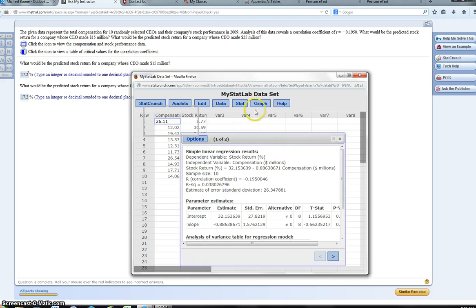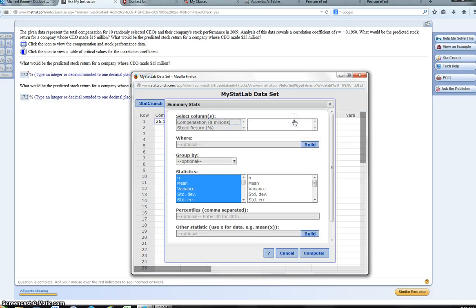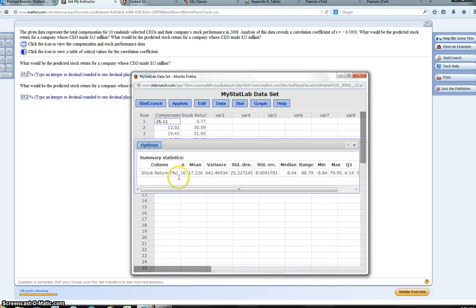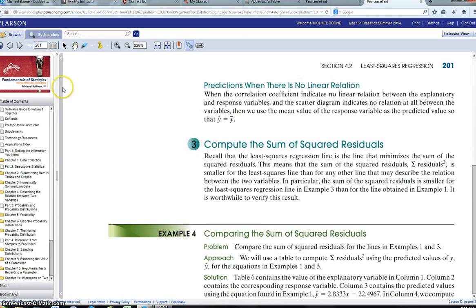Where they're getting the 17.2 from is just doing a mean of the percent return, 17.2. And I should use this for both my values, 15 million and 25 million, because there's not a linear relationship. So again, if you want to read that on page 201, that may help you.